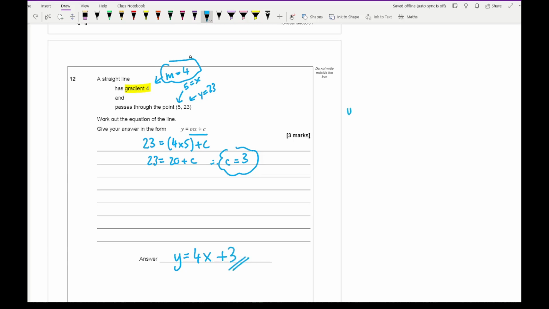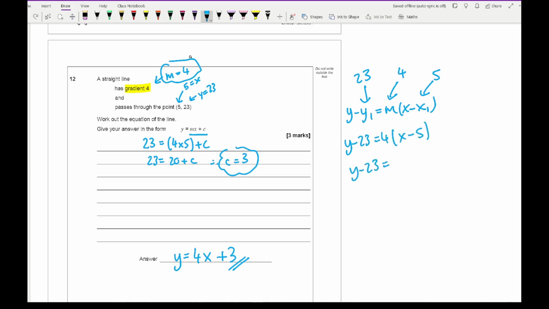Now again, if you've been taught the formula y minus y1 equals m(x minus x1), again this would be absolutely fine to use. So here m equals 4, x1 equals 5, and y1 equals 23. And again, just substituting numbers in, we get this scenario, then we expand the brackets out, in which we get this, take the 23 over to the other side, and we get the same answer.